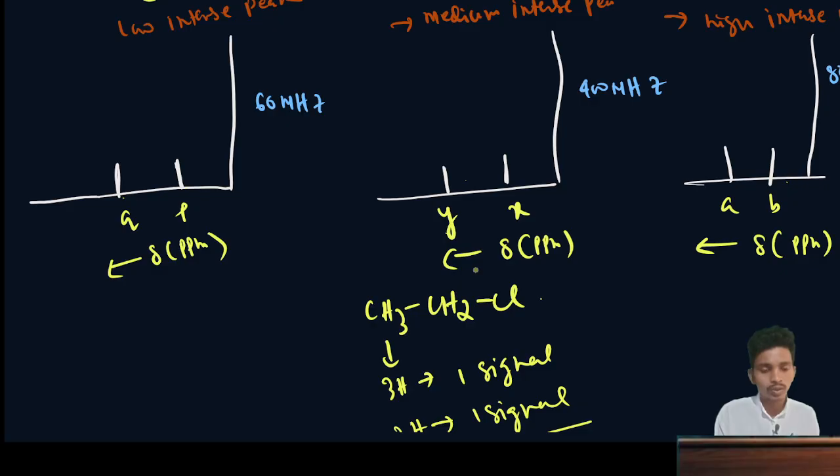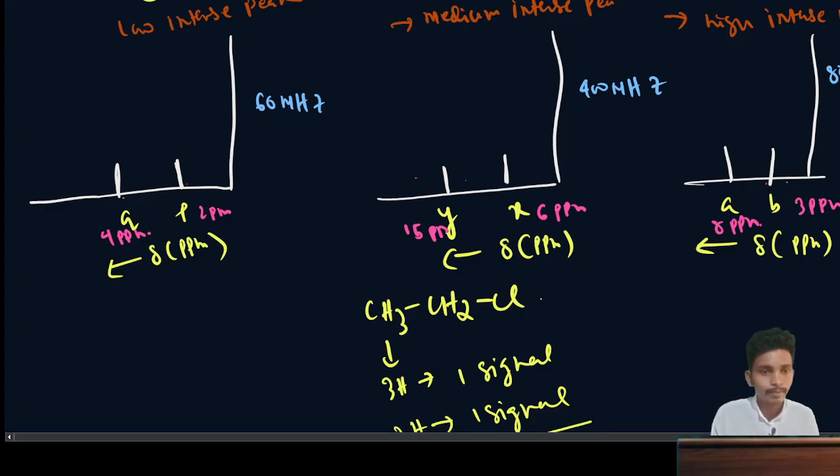What we see is that if you are not using a standard reference, then in different instruments we get different signals, different chemical shifts. Let's say here PQ, here XY, here AB. Let's say here 2 ppm, here 4 ppm, here 6 ppm, and here 15 ppm, here 3 ppm, and here 8 ppm. So in different instruments we get different chemical shifts.